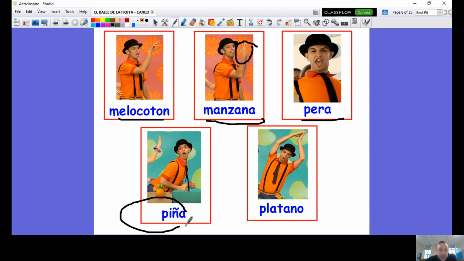And have a look at our piña, our pineapple. You can see that Nacho's going to stick out his bum. A little bit silly, but that's okay. We go, piña. One more time, piña. And the last one, as you can see, our plátano, Nacho makes a plátano and says, plátano. One more time, plátano. Muy bien. So those are our five fruits from last week and our moves.